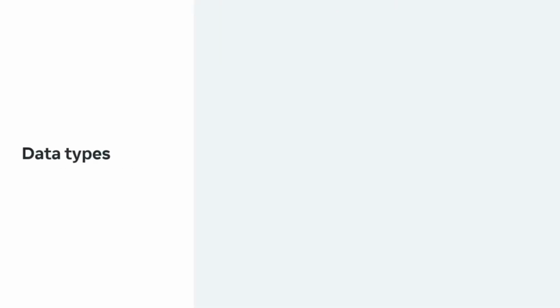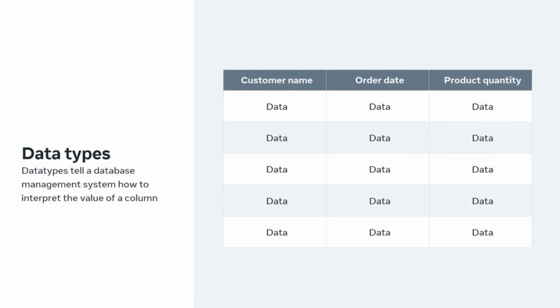Before you begin exploring numeric data types, let's take a moment to explore the concept of data types. When you create a table in a database, you need to define column names and the data type of the content that will reside in those columns. Data type tells a database management system, such as MySQL, how to interpret the value of the column. Data types maintain data in the right format and make sure the value of each column is as expected.